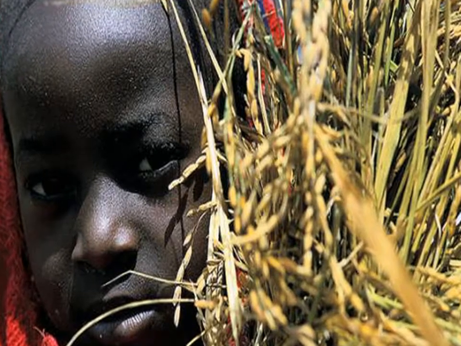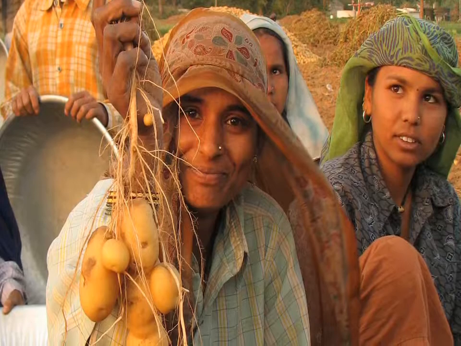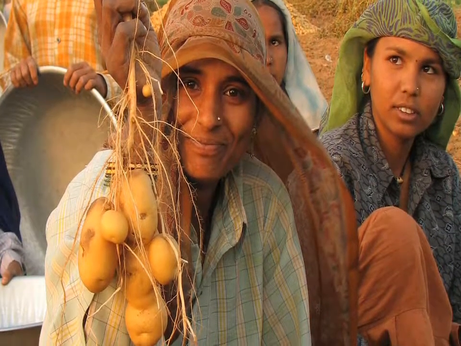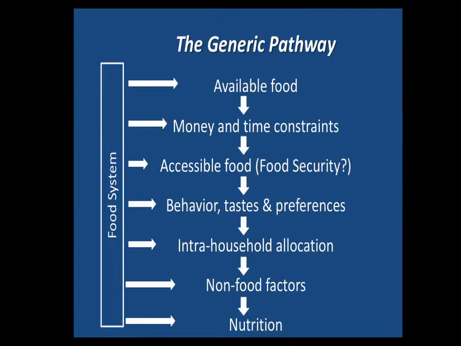1 in 7 people in the world don't get enough to eat. Probably 1 in 3 don't get enough of the nutrients they need to live a healthy and productive life. We have a very serious malnutrition problem in the world. Part of that problem can be resolved by understanding the causation.